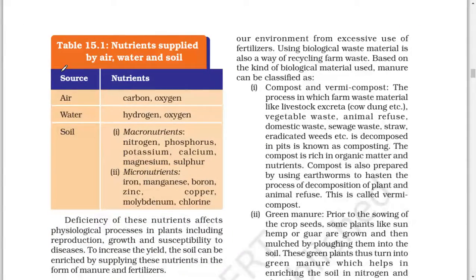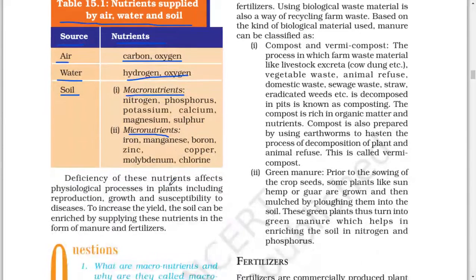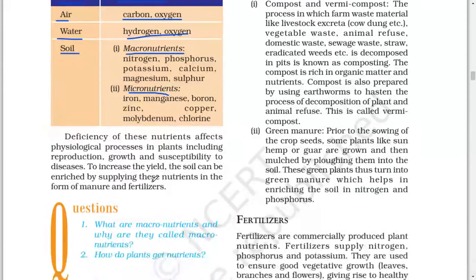Table 15.1: Nutrients supplied by air, water and soil. Sources and nutrients: air, carbon, oxygen; water, hydrogen, oxygen; soil, macronutrients such as nitrogen, phosphorus, potassium, calcium, magnesium, sulfur, and micronutrients iron, manganese, boron, zinc, copper, molybdenum, chlorine.